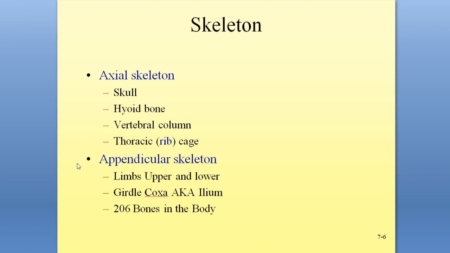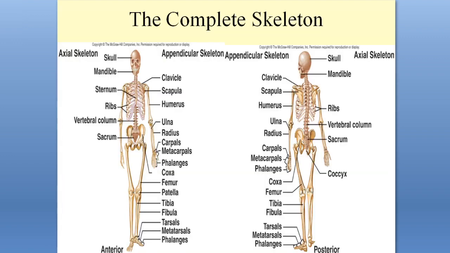Remember that we have a total of 206 bones in the body. Make sure you know that it's on the test. So we have 206 bones in our body that make up this axial and appendicular skeleton. So we put those together and we get our complete skeleton.